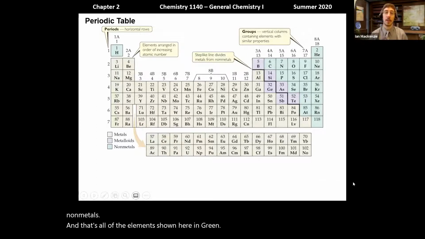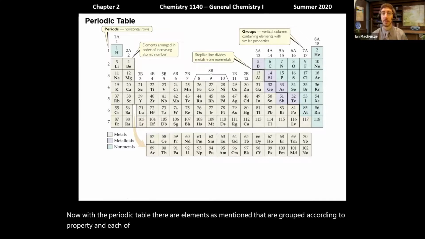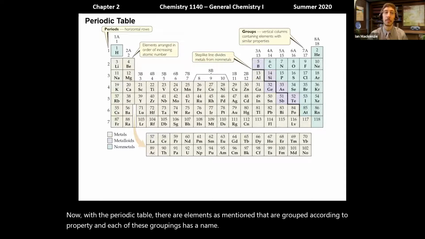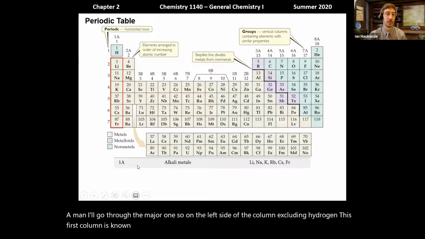Now, with the periodic table, there are elements, as mentioned, that are grouped according to property, and each of these groupings has a name. And I'll go through the major ones. So on the left side of the table, excluding hydrogen, this first column is known as alkali metals. This is your lithium, sodium, potassium, rubidium, cesium, francium. These are your alkali metals.